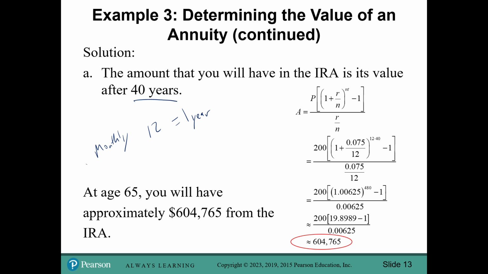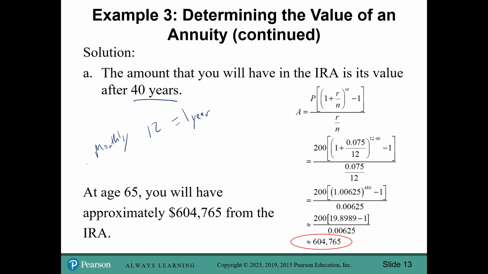$604,765. Okay, so at age 65, you will have approximately $604,765 from the IRA. Pretty cool, right? And $200 a month, depending on the job you have, might not be that much, especially with a college degree. That's what we're all hoping for. Get that college degree, set aside $200 a month, get a decent rate. It's like 6.25 is not too far-fetched of a rate to get, right? And make some good investments with that IRA.